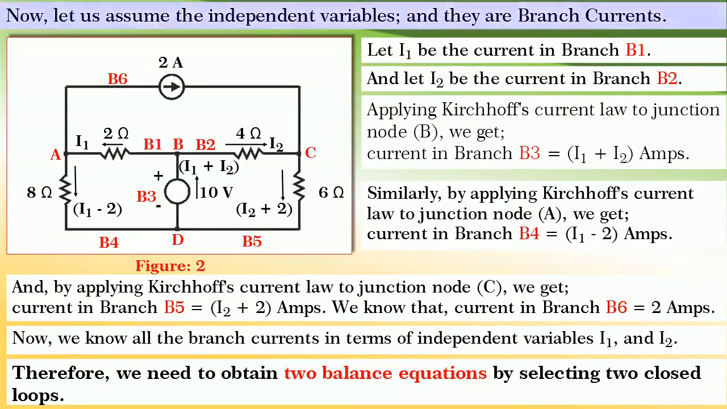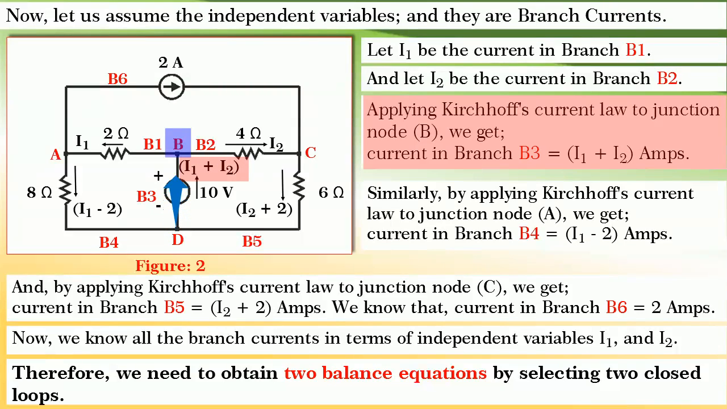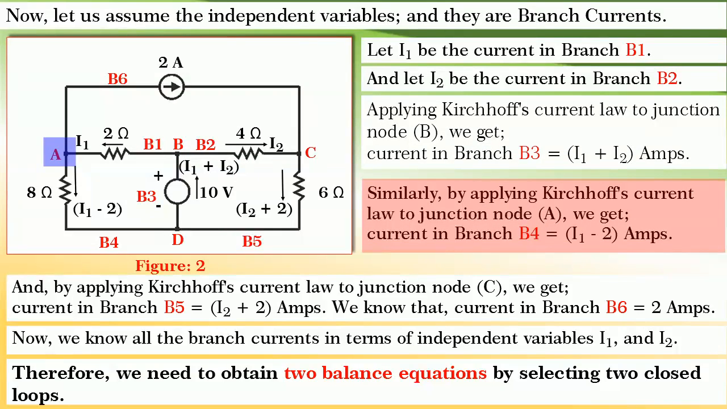Now, let's assume independent variables. Let I1 be the branch current in branch 1 and I2 be the branch current in branch 2. Applying Kirchhoff's current law to junction node B, we get the current in B3 is equal to I1 plus I2. Similarly, by applying Kirchhoff's current law to junction node A, we get a current in branch B4 is equal to I1 minus I2.